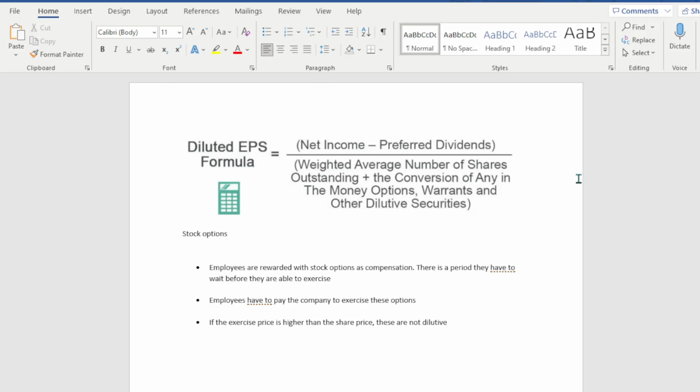Now let's just take a look at the Diluted Earnings Per Share formula. On the numerator, we have net income minus preferred dividends. For most companies, they're not going to have these preferred dividends, so we're mostly just dealing with net income in the numerator. Now, in the denominator, we're going to have the weighted average number of shares outstanding plus the conversion of any in-the-money options and warrants and other dilutive securities.